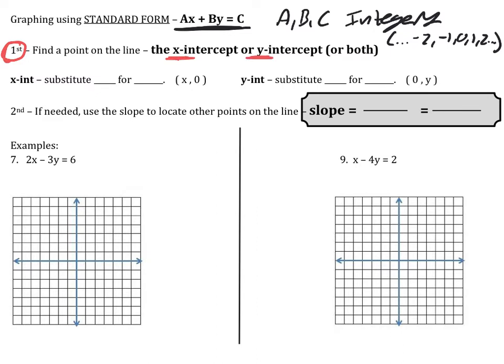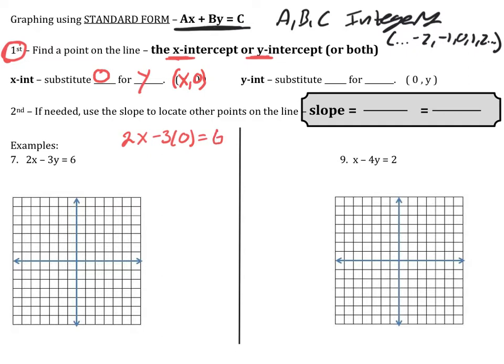So let's go to example 7 and let's look for our first one. Let's look for an x-intercept. So we're going to do this by substituting in 0 for y. So our point is going to take the form x comma 0. So some x value comma 0, and we're looking for that x value right now. So we're going to take this equation here in number 7. We're going to substitute in 0 for y. So we'll have 2x minus 3 times 0 equals 6.